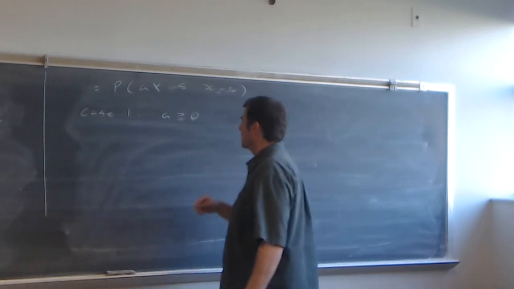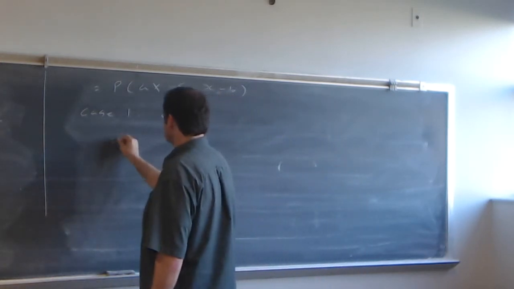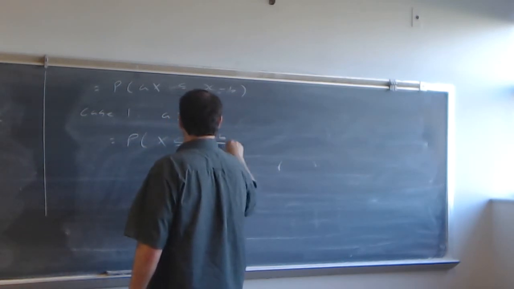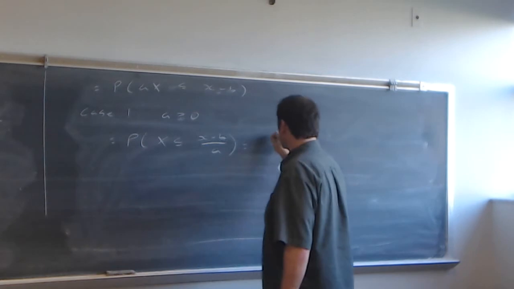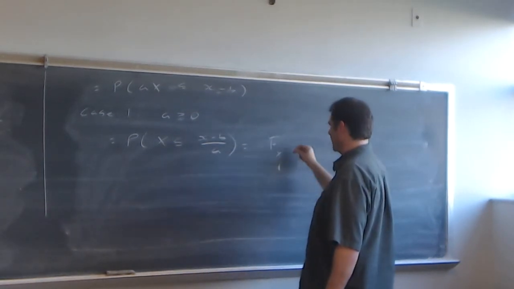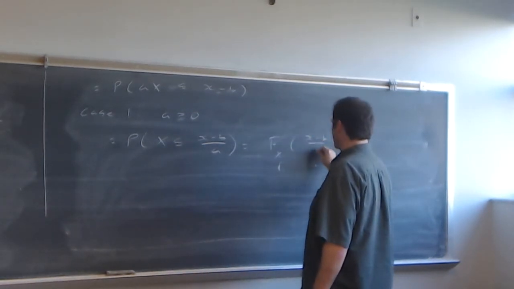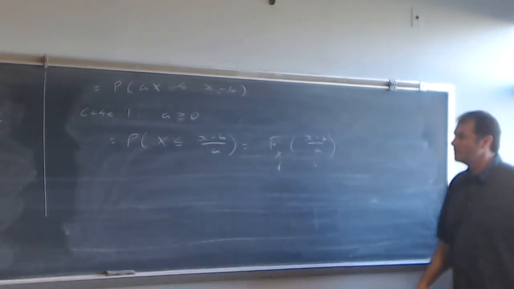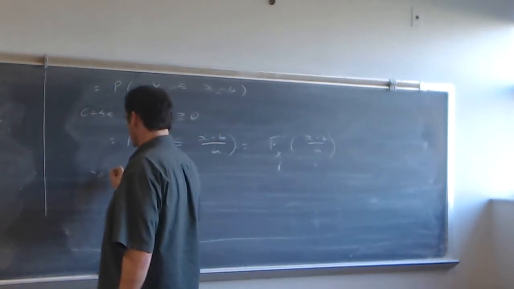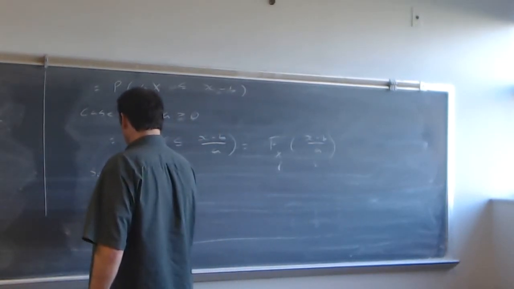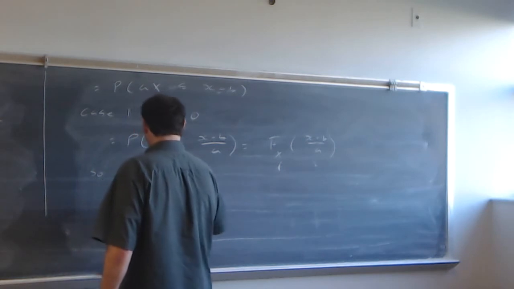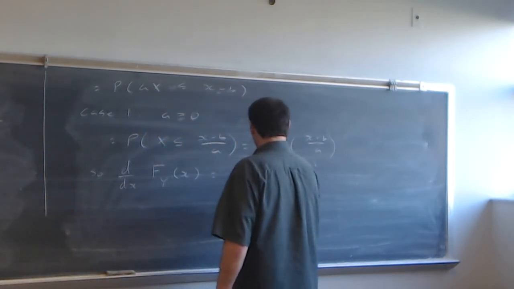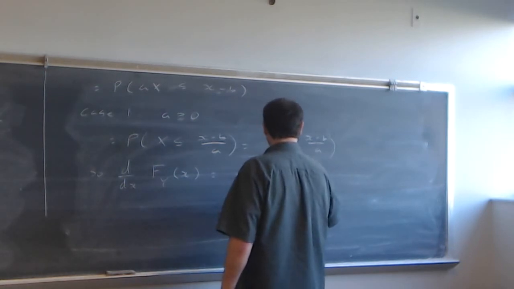I didn't say that before. But if A is bigger than 0, this is equal to the probability that X is less than or equal to x minus b over A. And that's equal to big F of x, the CDF of X, evaluated at x minus b over A. So if you take the derivative with respect to x of F sub Y of x, that's going to be equal to the derivative with respect to x of F sub X of x minus b over A.